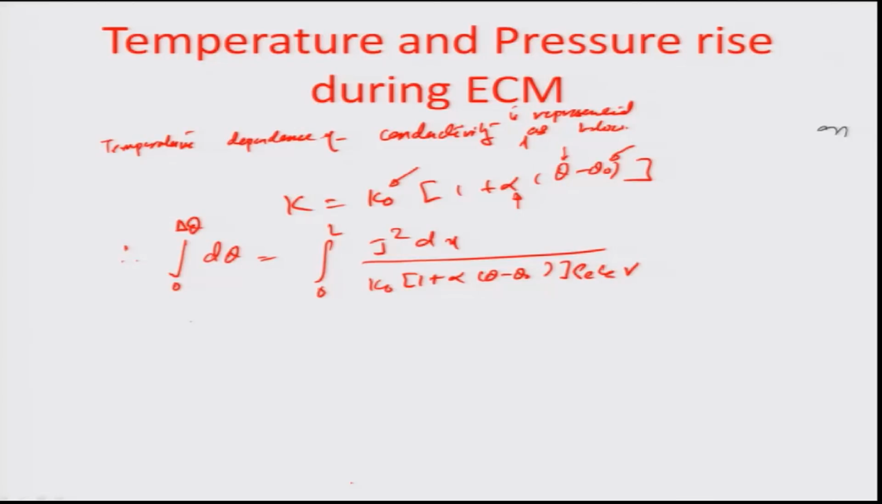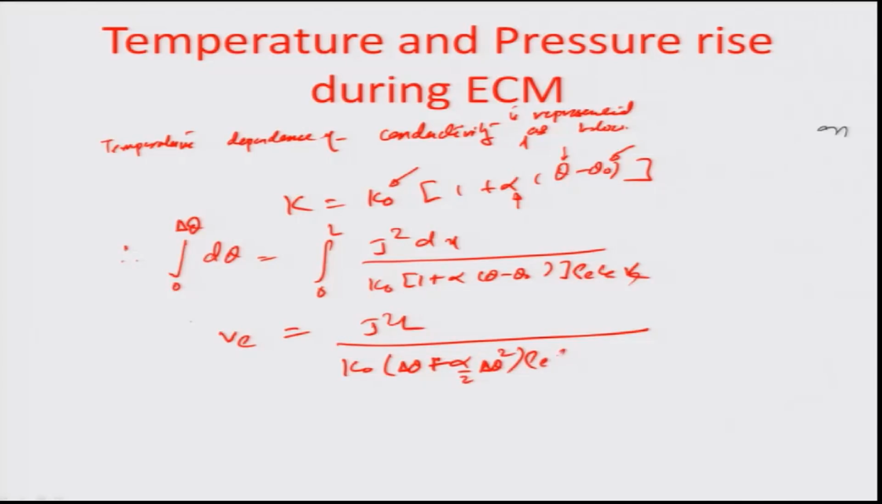In other words, the velocity of the electrolyte V E can be written down as j square L divided by K0 times delta theta plus alpha by 2 times delta theta square, times rho e C E.